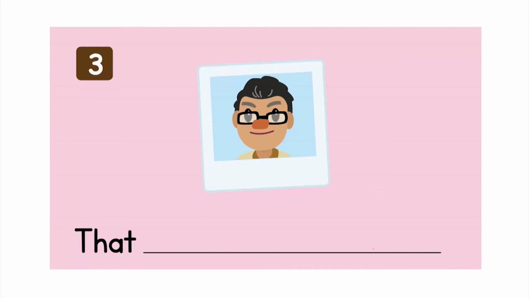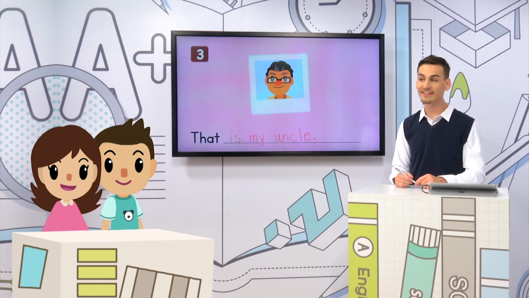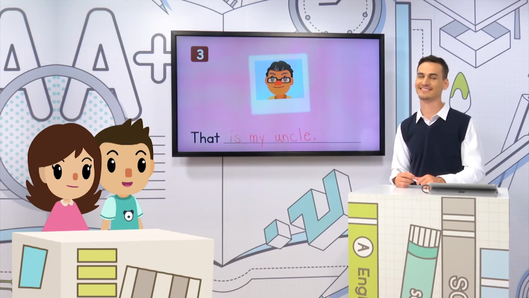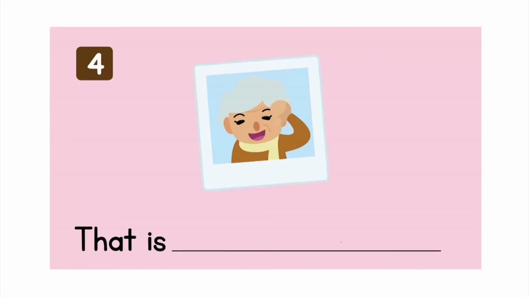That is my uncle. We're missing a total of three words from this sentence. That is my uncle. Can you get all these words? Yes. Okay. That is my uncle. U-N-C-L-E. Uncle. That is my uncle. Good job. And our last one.